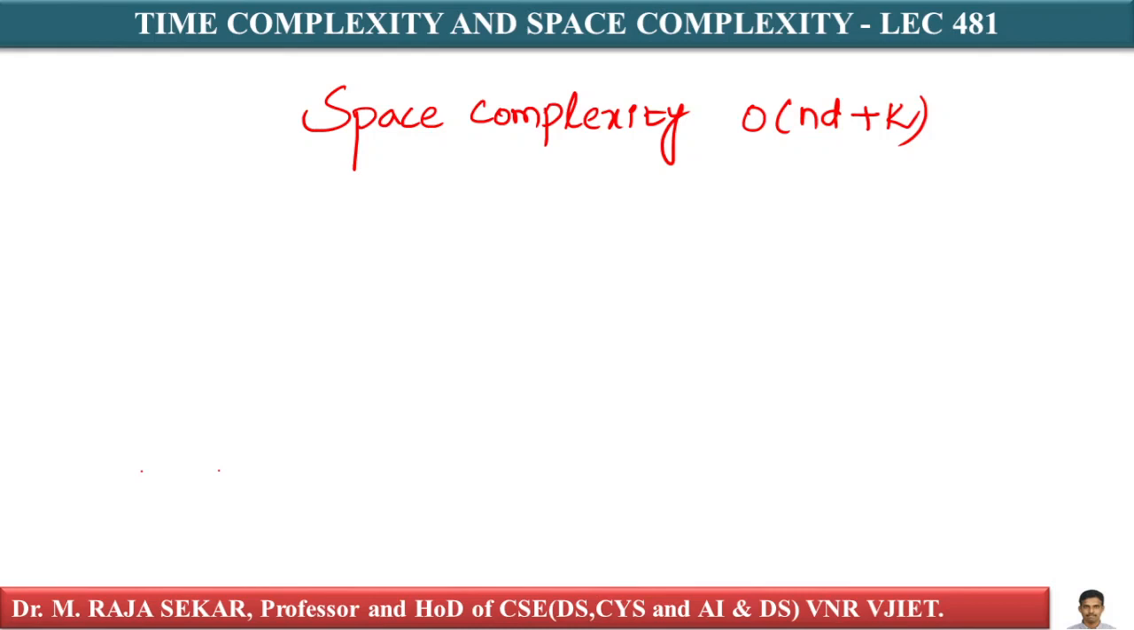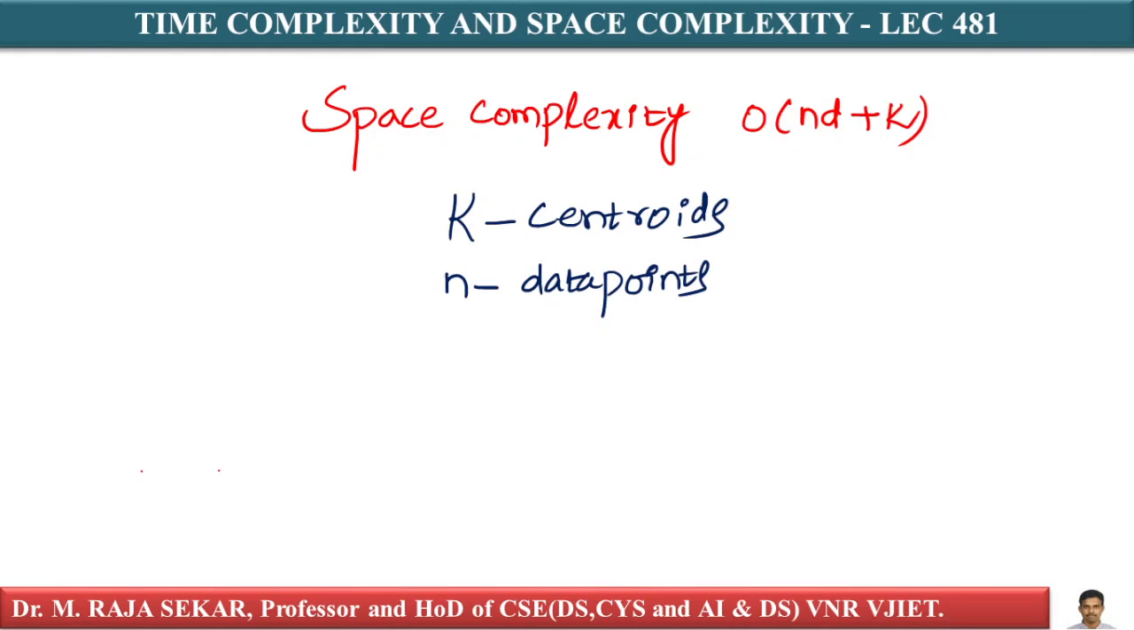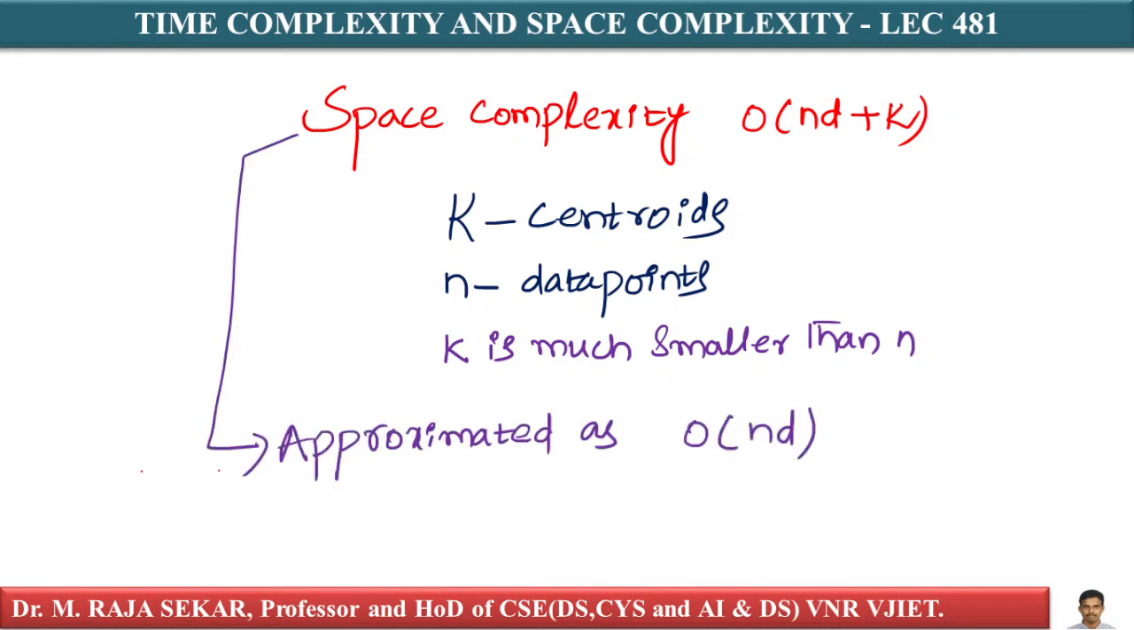This is still again linear, assuming that k is much smaller than n. k is centroids, n is data points, k is much smaller than n. This is also approximated as order of nd, which is also linear, and it is not quadratic. It is not like order of n square or n cube. It's not polynomial. It is just linear in n and d, which is very good.